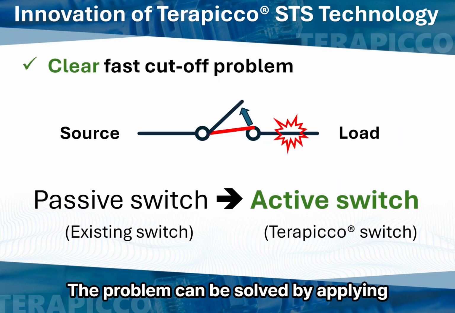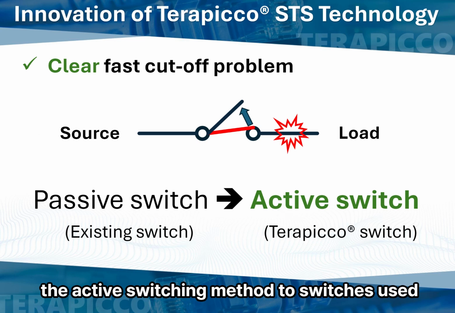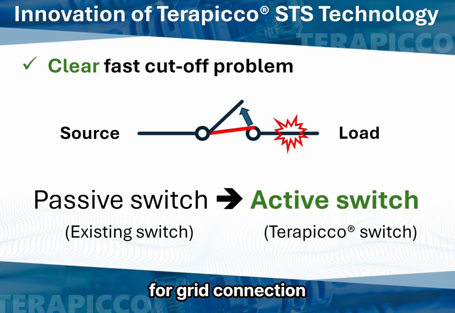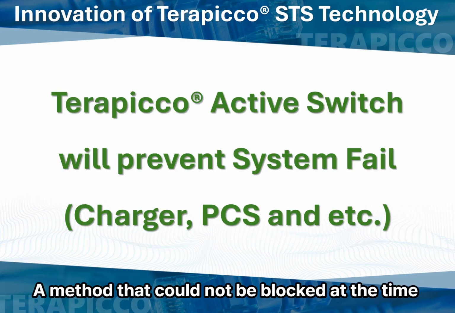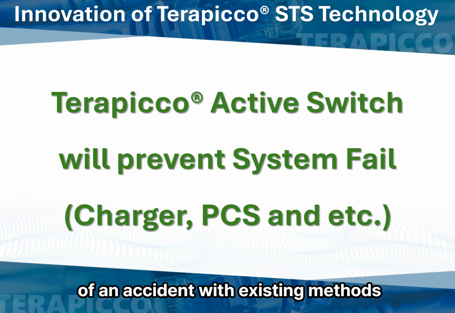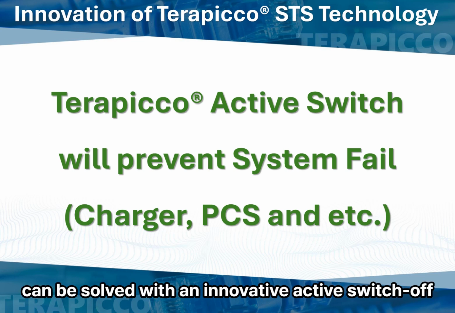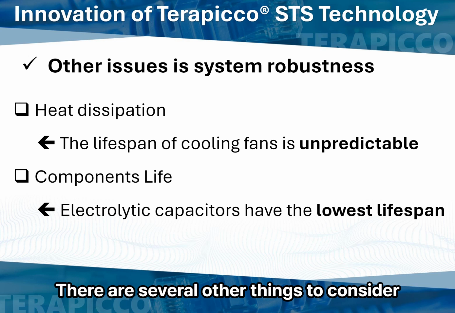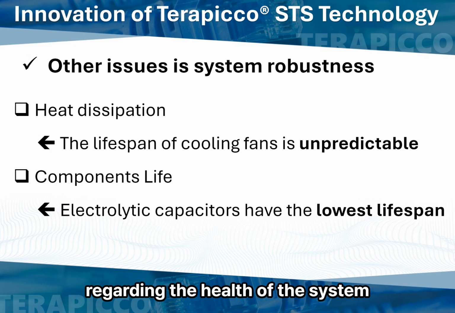The problem can be solved by applying the active switching method to switches used for grid connection. A method that could not be blocked at the time of an accident with existing methods can be solved with an innovative active method. There are several other things to consider regarding the health of the system.